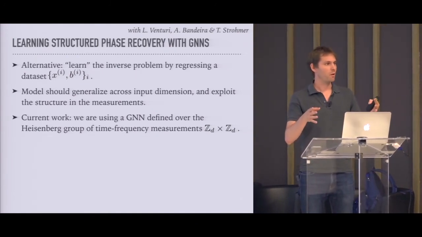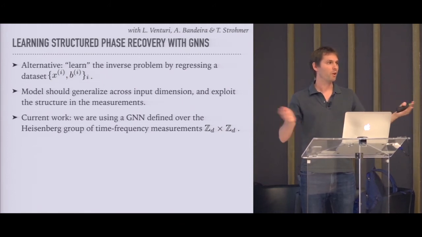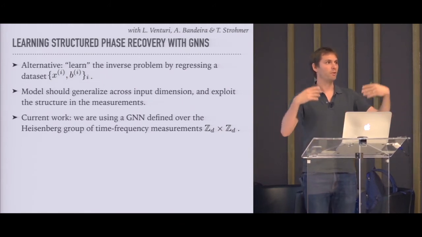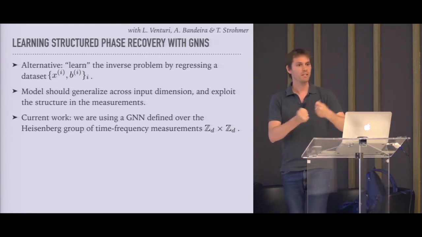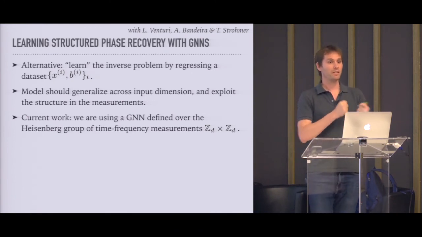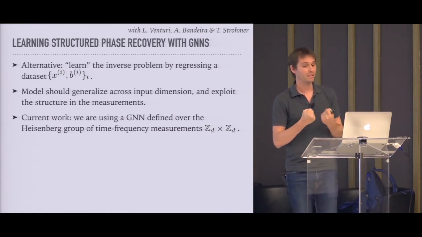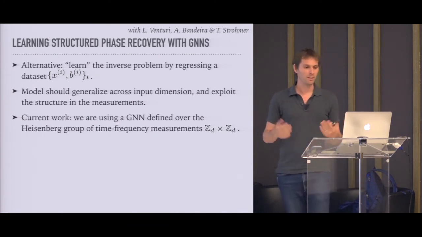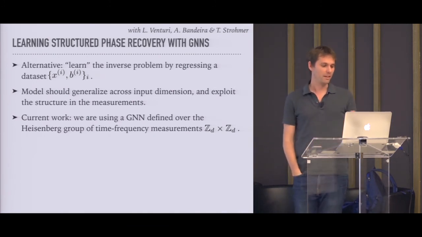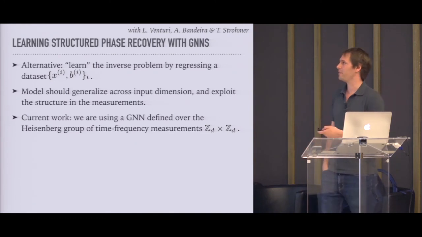a specific dimension of the problem, right? So if we train the model on d equals 20, we don't want to have to retrain a new model for d equals 21, 22, right? So we want a model that is intrinsic, that only cares about the similarities between the measurements. And in that case, what we have described during the talk is that these models that live on these graphs are able to do that. In that case, it's a GNN that is defined on this Heisenberg group.